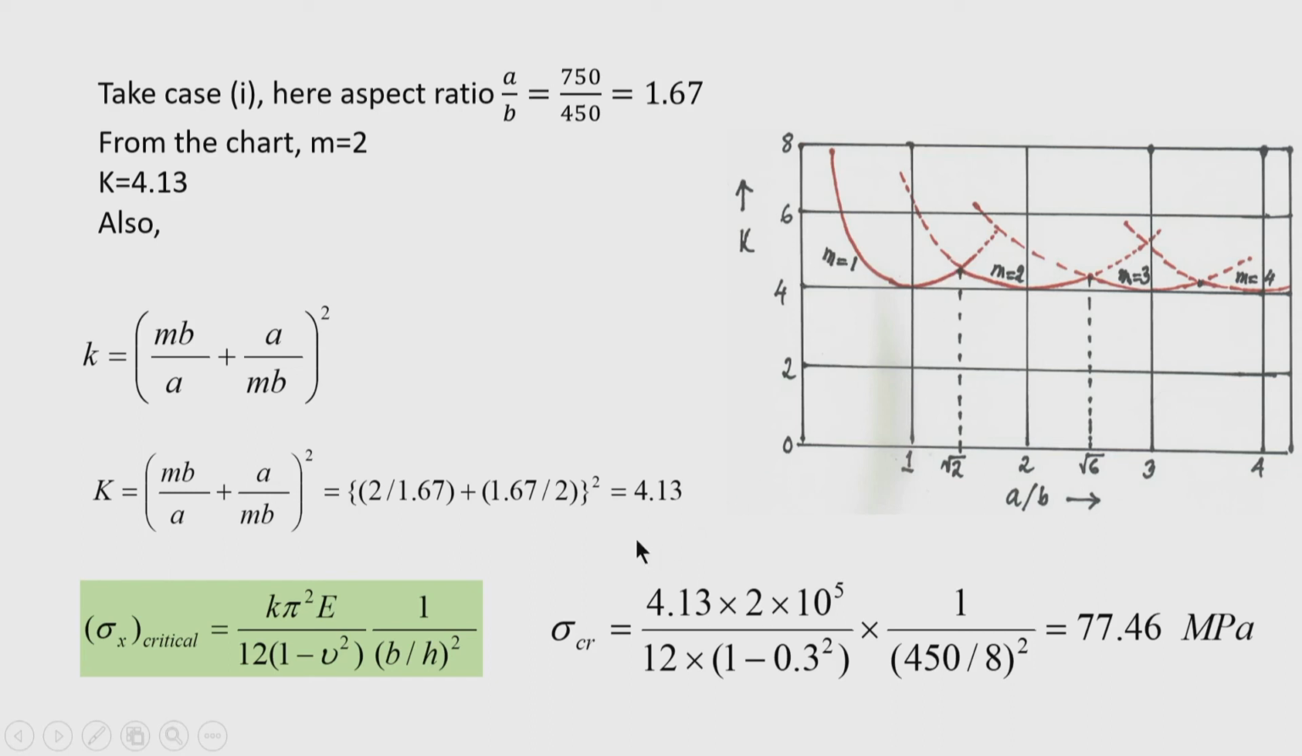Okay. So, once the k is known, then the buckling critical stress can be found with the help of this formula: k pi square E divided by 12 (1 minus mu square), mu we have taken 0.3, into 1 by (b by h) square. So, b is 150 and thickness of the plate I have taken 8 mm. So, after calculation this comes as 77.46 MPa. So, this is the buckling load of the plate.